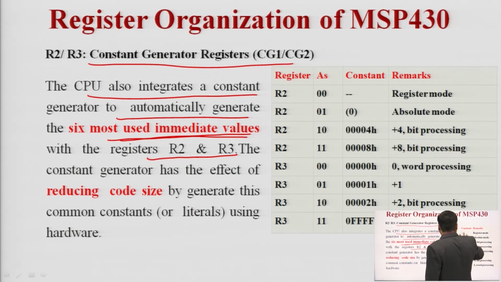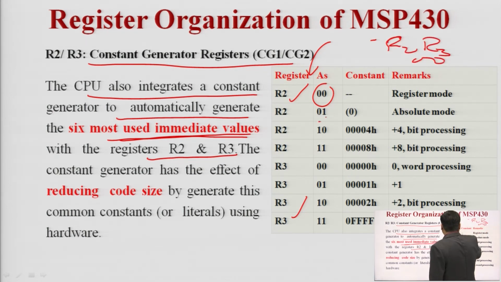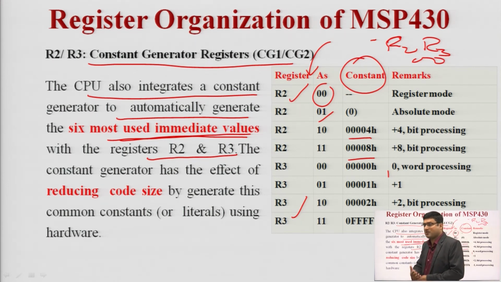Here you can see that these 6 values are generated by using the 2 registers R2 and R3. There are 4 columns; 2 registers are used to generate the 6 values, and the bit pattern of R2 and R3 determines the value, for example 0 0 0 1. This particular bit pattern is used to generate the constants, such as 0004 and 0008. So constant generators are basically used to generate the constants, and there are 6 most common immediate constants.